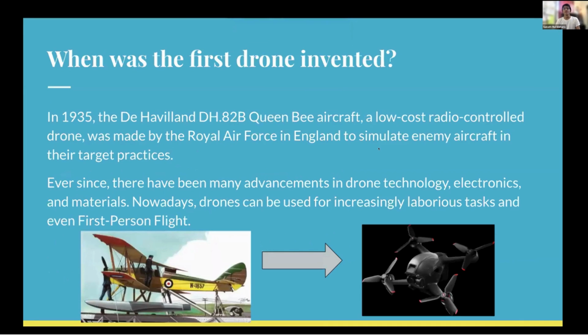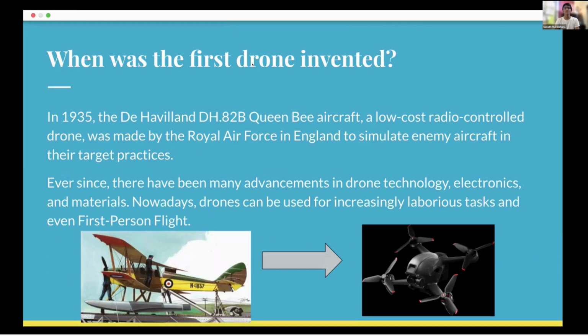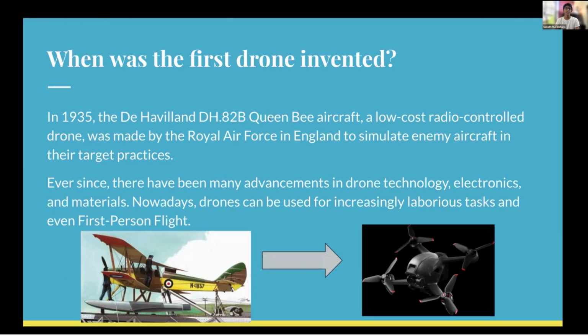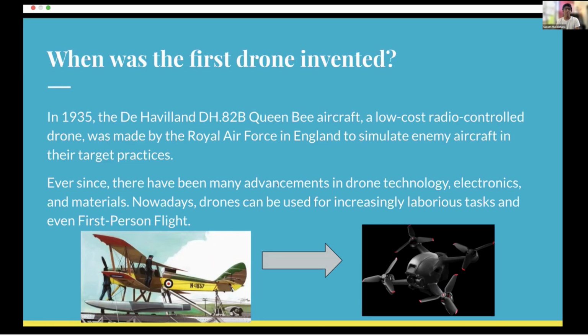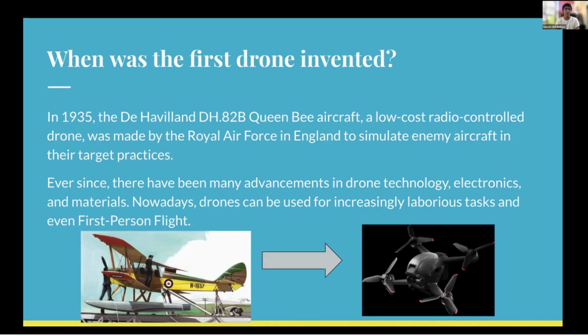So the first drone was invented in the Royal Air Force in 1935. It was called the de Havilland DH.82B. I copy-pasted the name. So it was a low-cost radio-controlled drone to simulate enemy aircraft in their target practices, and this would essentially help them during, I think, probably World War II. That was probably the nearest war. But ever since then, there have been many advancements in drone technology, electronics, and materials.